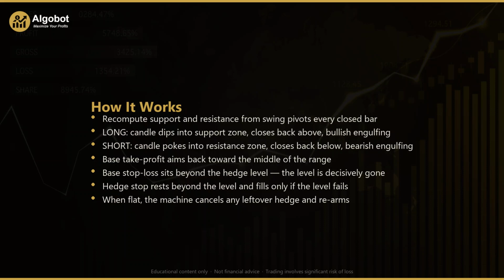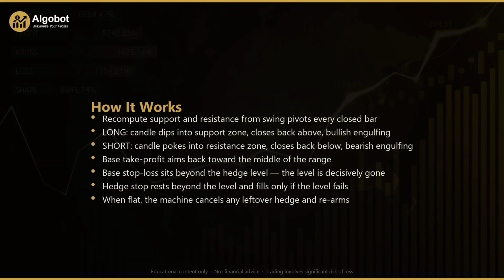Second, the candle must close back above support, showing that sellers were overwhelmed. And third, the candle must be a bullish engulfing pattern, a green bar whose body fully covers the prior red bar's body. When all 3 line up, the EA signals a buy at market and places its base take profit a reward fraction of the range back toward the middle. The short setup is the exact mirror.